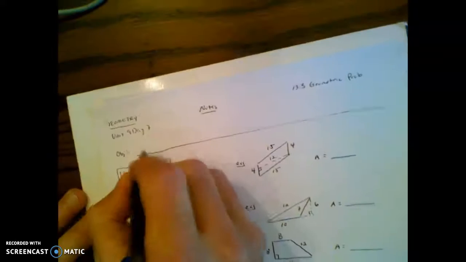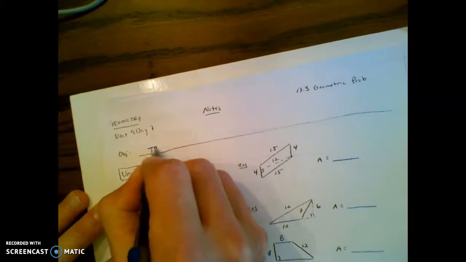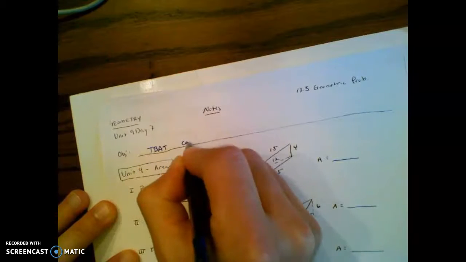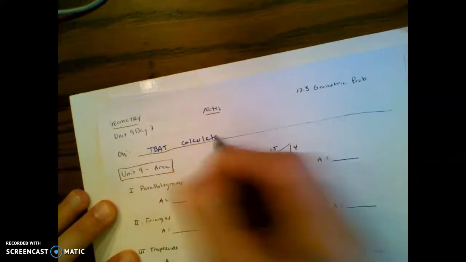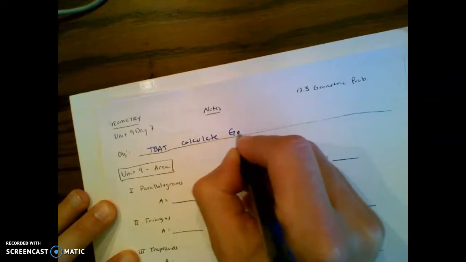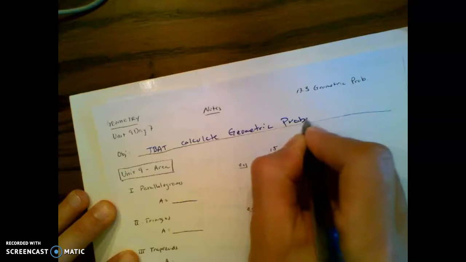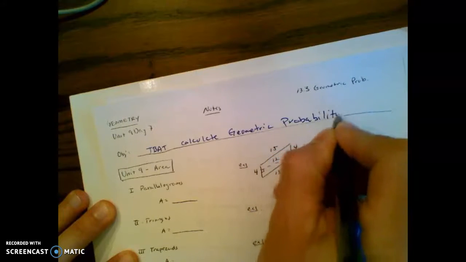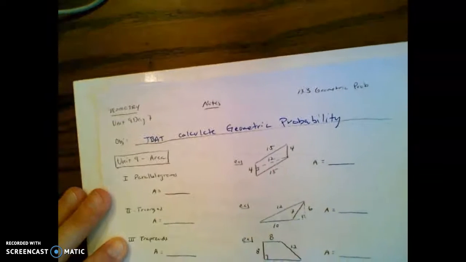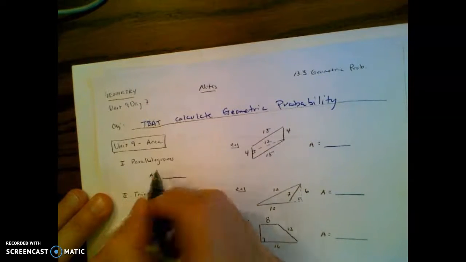But first, the objective for the day is to be able to calculate geometric probability. This is an important concept because it kind of shows up on the SAT pretty frequently, so you can kind of get this down. All right, so in any event, first thing we started off with this unit was parallelograms.